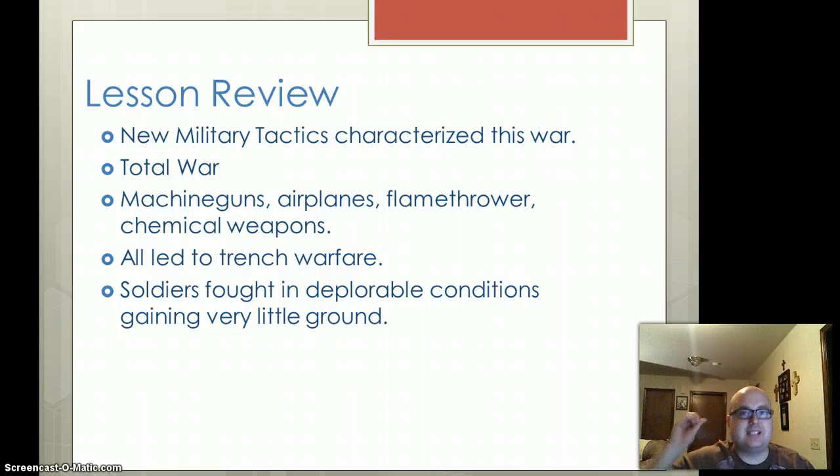New military tactics characterized this war. Total war, a big word that comes from World War I. Machine guns, airplanes, flamethrowers, and chemical weapons all get their start here. All led to trench warfare. Defensive weapons lead to trench warfare. And warfare was nasty. Soldiers fought in deplorable conditions, gaining very little ground. Millions die for 10 miles.